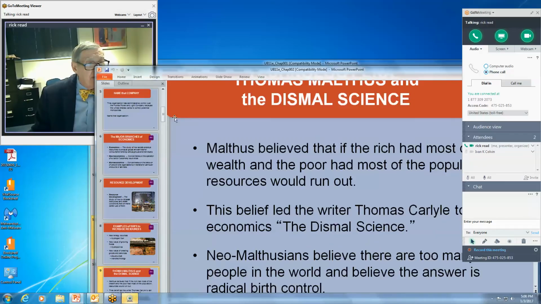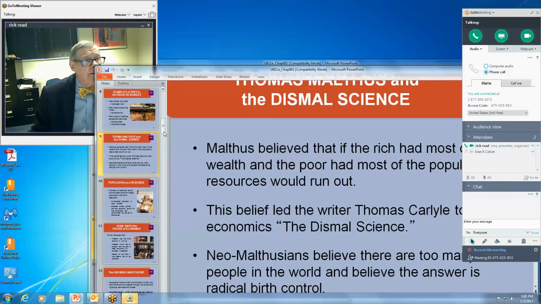Now, what we find here is that for many years, economics was known as the dismal science. That came from a gentleman by the name of Thomas Malthus. He believed that the rich had most of the resources, the poor had the greatest population, and because of that, resources would run out. And by the way, I said most of the resources, I should have said most of the wealth. That's why it was christened the dismal science, because as you see, there's no good end to that game.